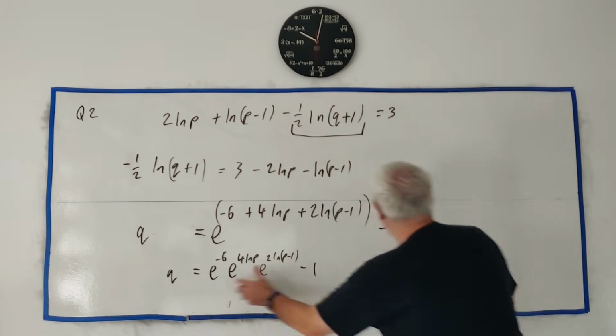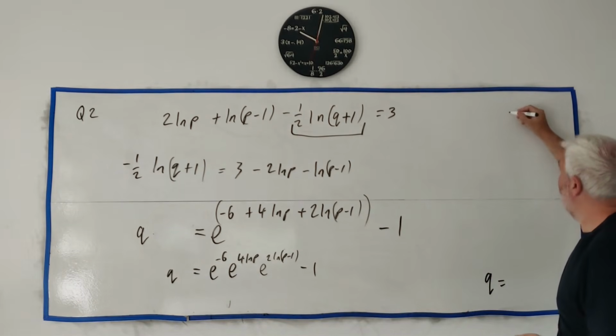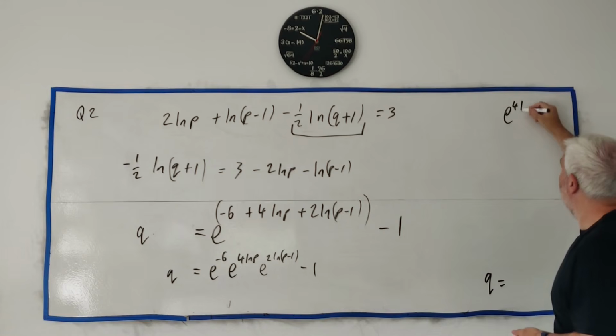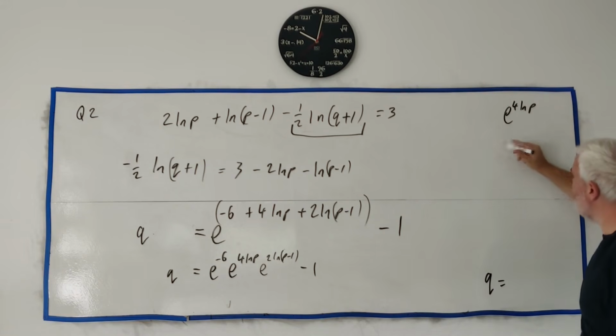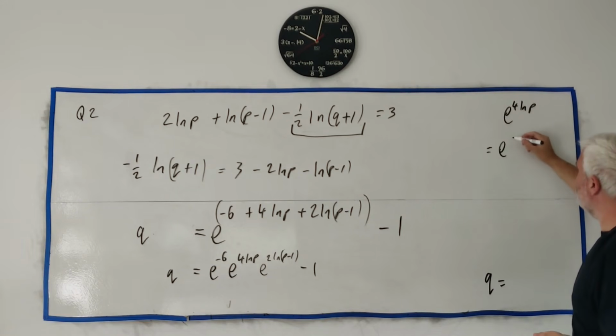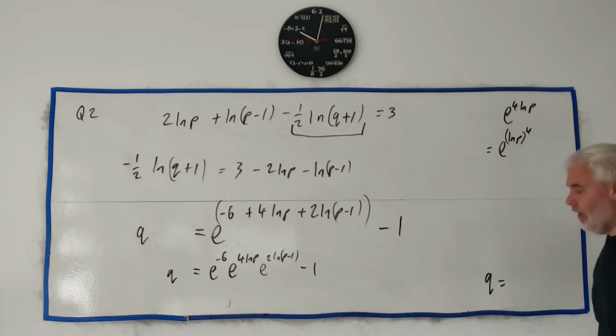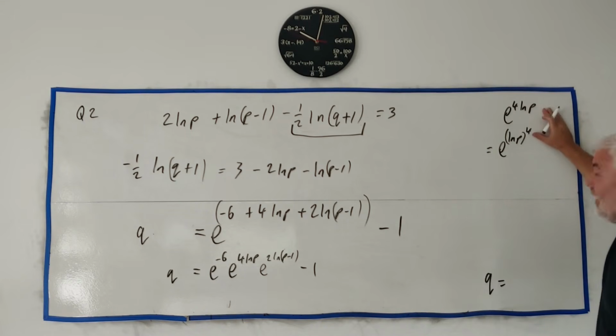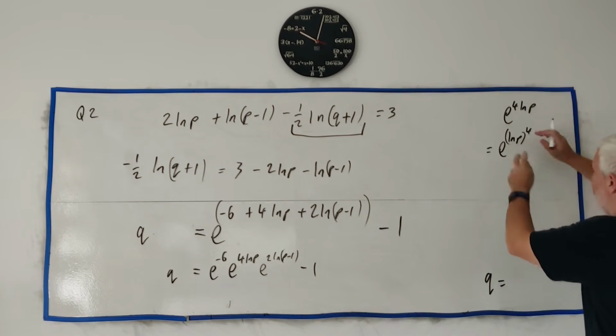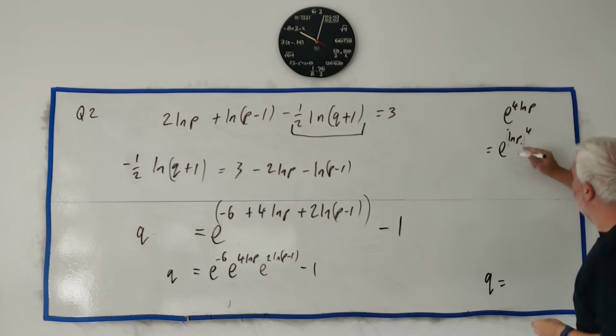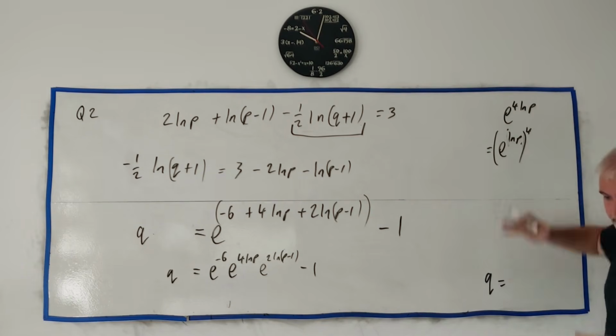Let me take it out here to the side for a moment. e to the 4 natural log p. We can rewrite that as e to the natural log p, to the power of 4. Or we could do it the other way around even. We can rewrite that and look what we're left with. Sorry, I have this bracket in the wrong place. Like this, or that's actually the same.